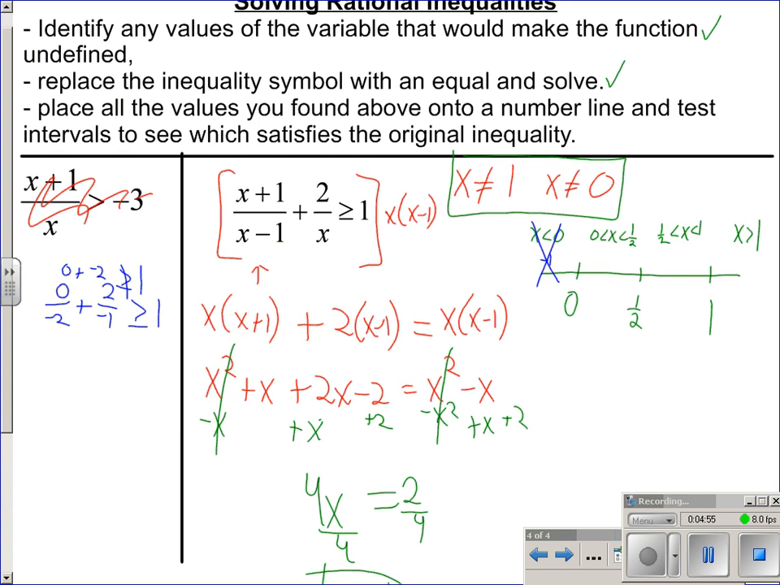Keep on going. Pick a number between 0 and 1/2 in that next interval. So 1/4.